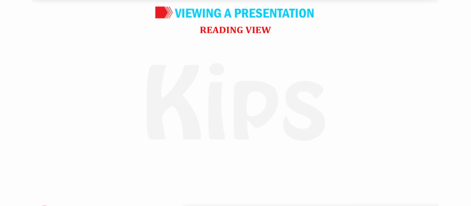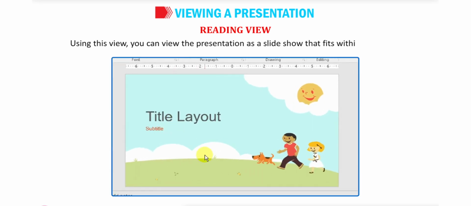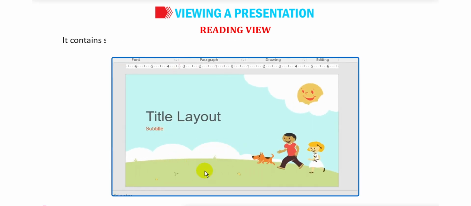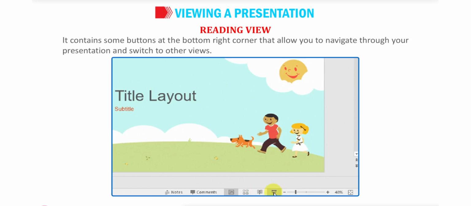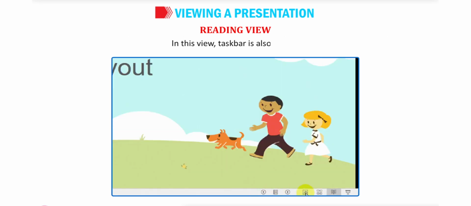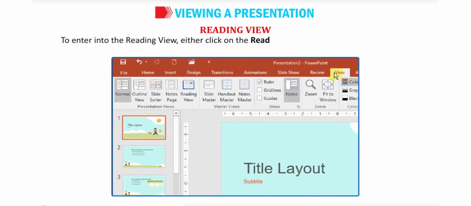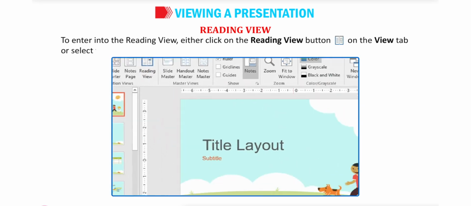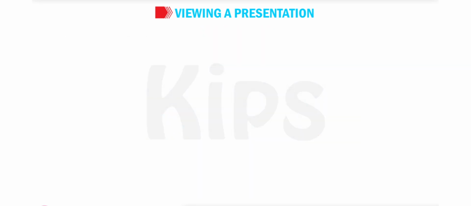Let me tell you about Reading View. Using this view, you can view the presentation as a slideshow that fits within a window. It contains some buttons at the bottom right corner that allow you to navigate through your presentation and switch to other views. In this view, the taskbar is also visible. To enter into the Reading View, either click on the Reading View button on the View tab or select the Reading View button at the bottom of the slide window. Let us talk about Slideshow View.